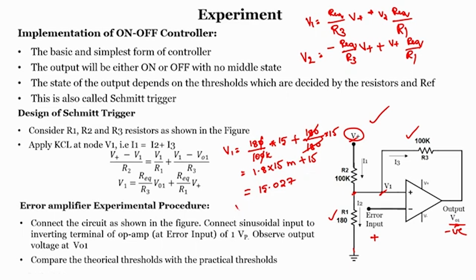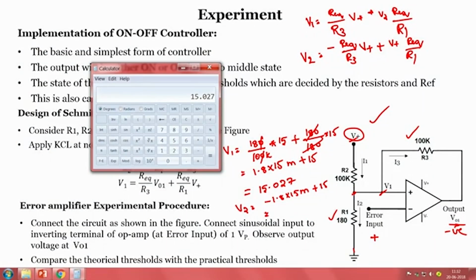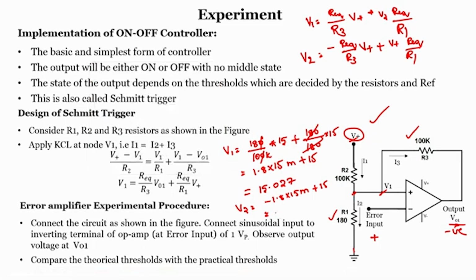What about the other one? V2, so minus 1.8 into 15 milli plus 15. So this will be 15 minus 1.8 into 0.015, 15 milli, which is 14.973. So, these are the two thresholds in this case.